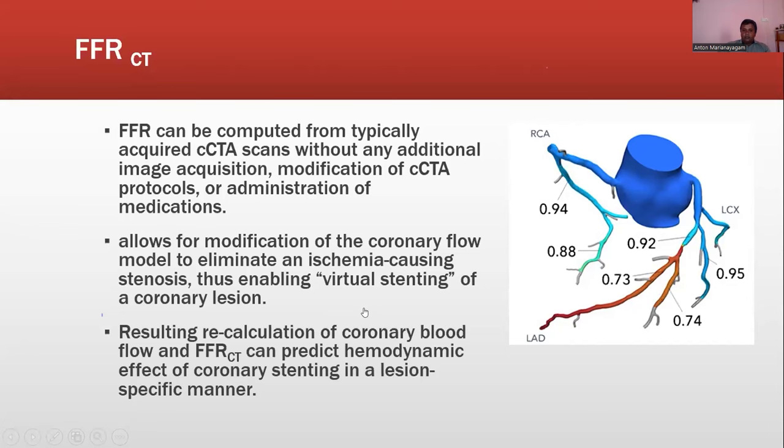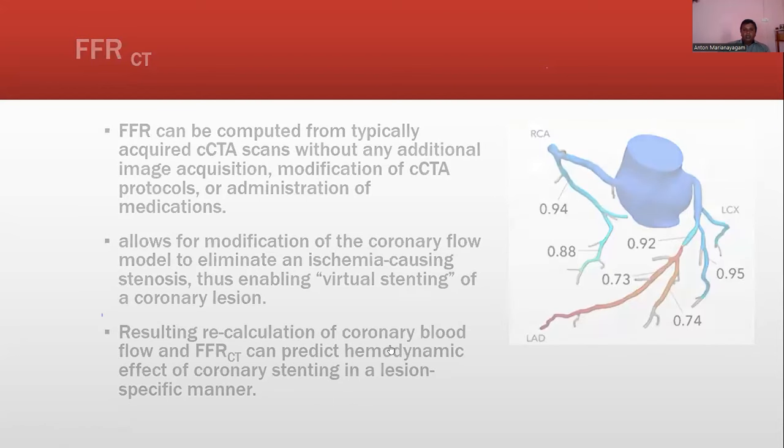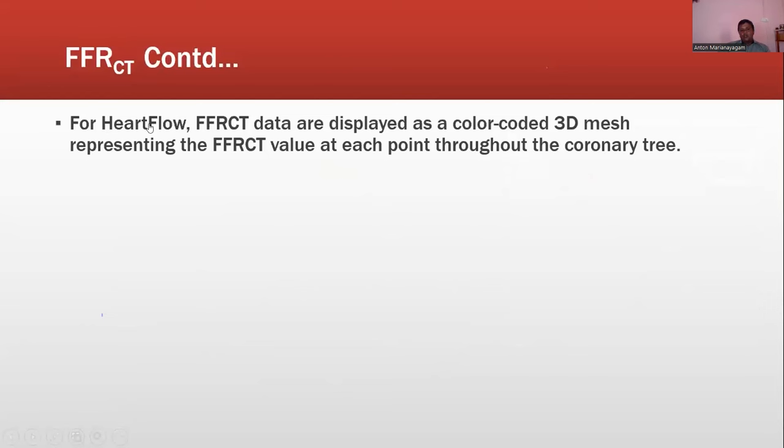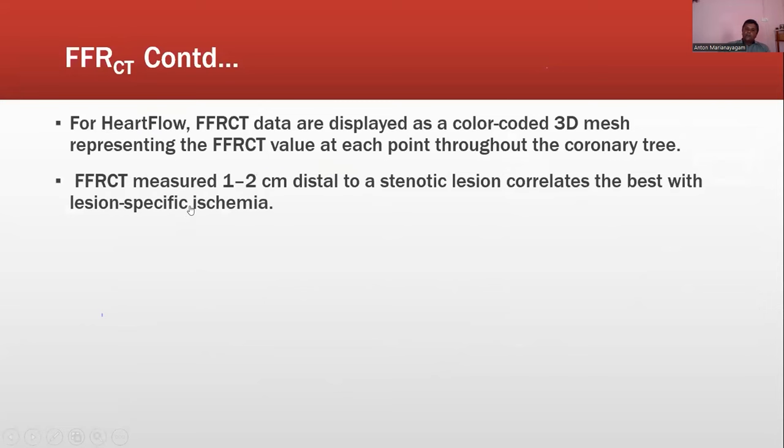Virtual stenting results in recalculation of coronary blood flow, and FFR CT can predict the hemodynamic effect of coronary stenting in a lesion-specific manner. The software currently used is HeartFlow. We need a supercomputer or advanced computer to do advanced calculations of physics, and we don't have such a computer in Sri Lanka. Even in the UK, what we used to do is send it to the original HeartFlow developer in California, and within 2 days they send us the map and result, and then we use that data. It costs around 600 Australian pounds.